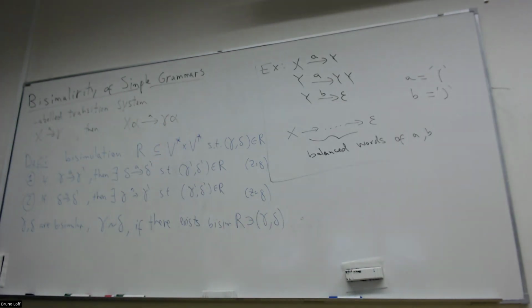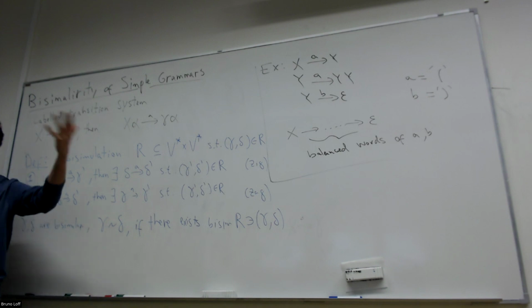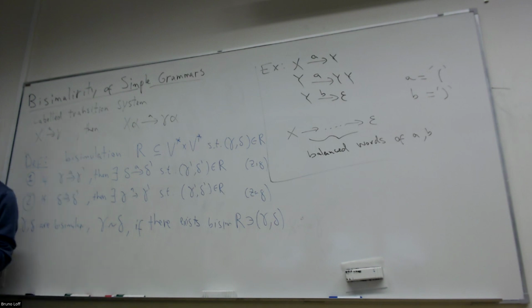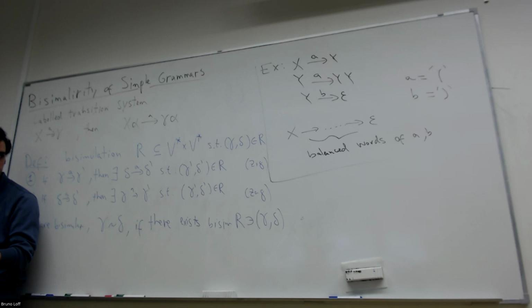In a sense, this bisimulation is a witness that the pair is bisimilar, and we just take bisimilarity as the largest of all bisimulations, or if you want, as the union of all bisimulations. So in essence, when you have a simple grammar, you can think of two words being bisimilar if every time we have a transition from one, we have a matching transition for the other one, and this corresponds to another pair which is also bisimilar.